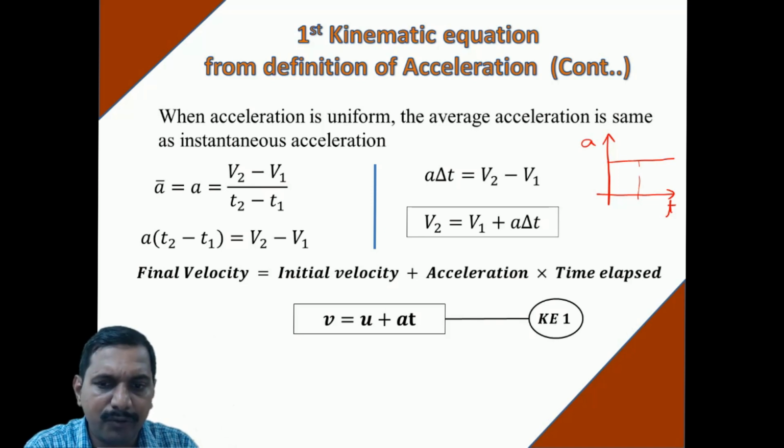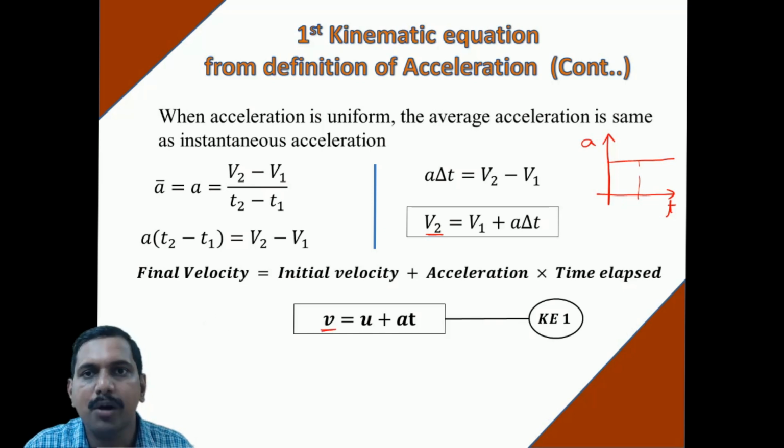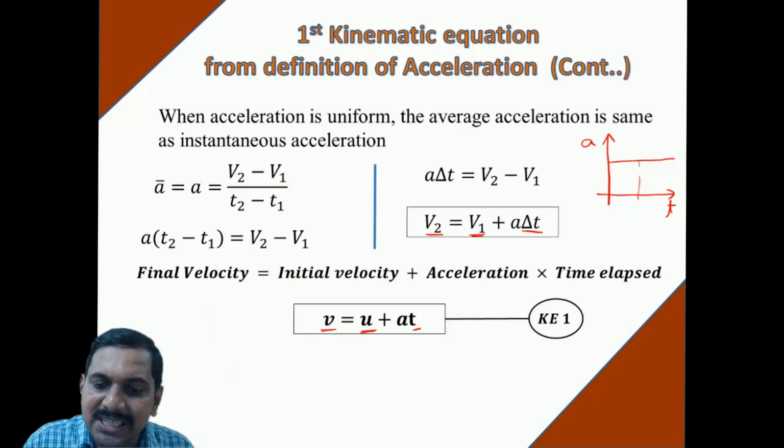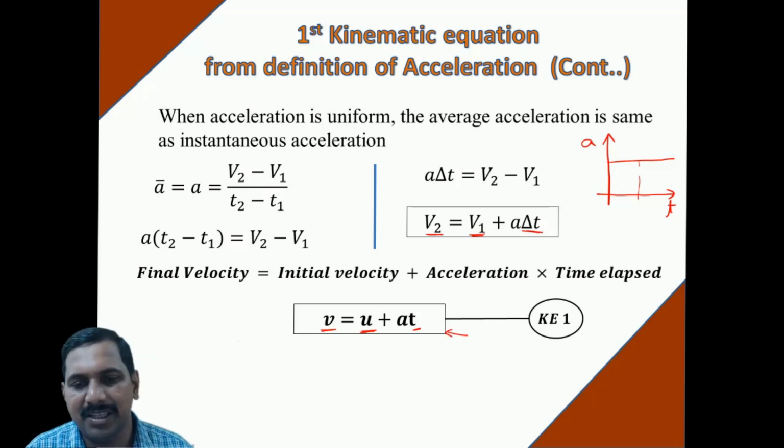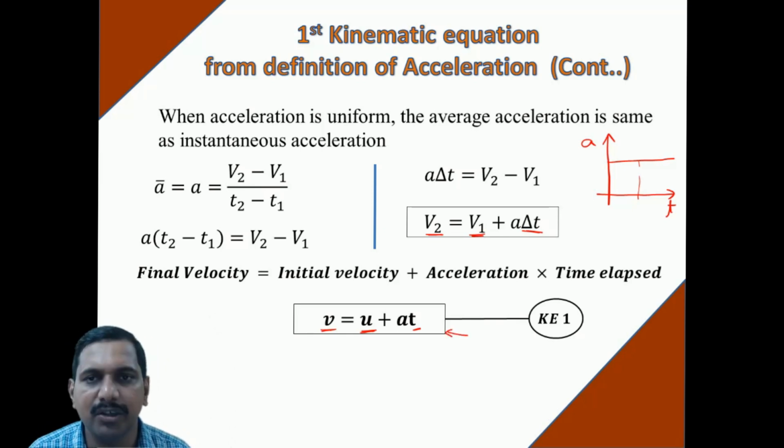Now here, if you observe, I have changed v2 to small v, v1 to small u, and delta t to t. Now, why did I do that? Because this is generally accepted everywhere. This is the general notation. We say v is equal to u plus at, which is generally told.